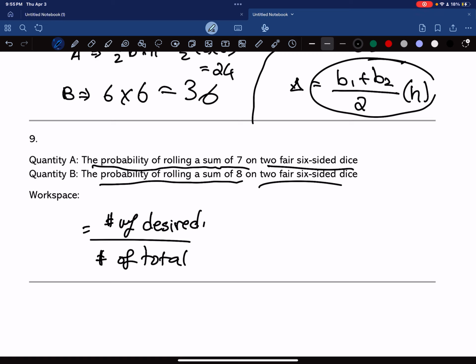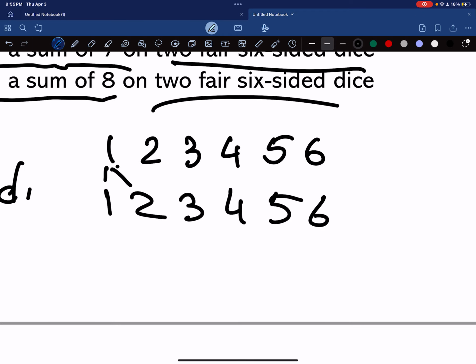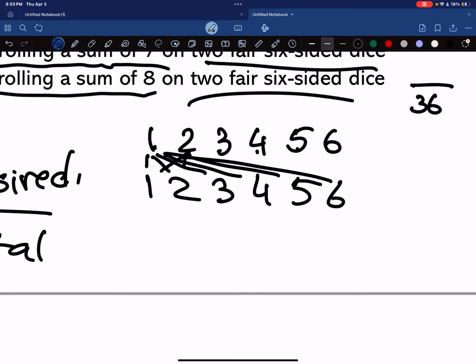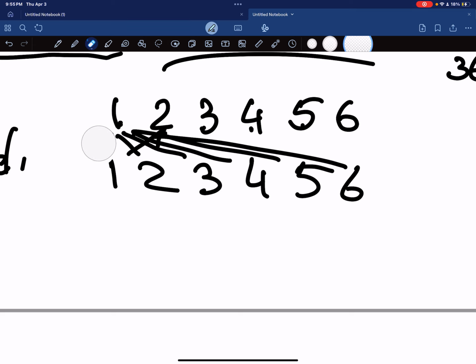When you have 2 6-sided dice, how many sums can you make? You can make in total 36 sums. Because if you have one die over here and another die over here, we have a total of 36 combinations. 1, 2, 3, 4, 5, 6, and that's all for 1. Another 6 for 2, 3, 4, 5, 6. So 6 times 6, which is 36. That's our total outcome. Now we just don't know the numerator of each. To roll a sum of 7, what are the combinations we can have?